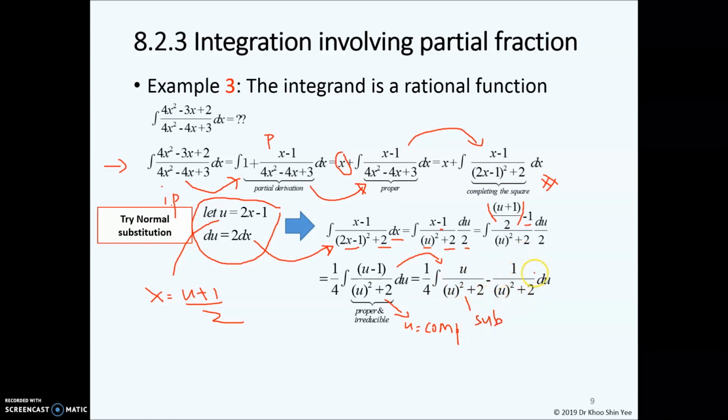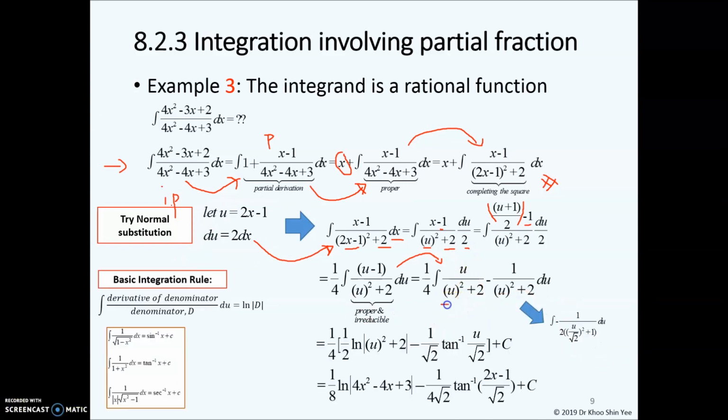And for this problem, it's in the format of a squared plus b squared. So we can use the triangle substitution, where for this case, your u is equal to a. So a squared is 2, so your a is square root 2 tangent angle, right? So let's try with the left integral first, where we can apply the basic integration rule.